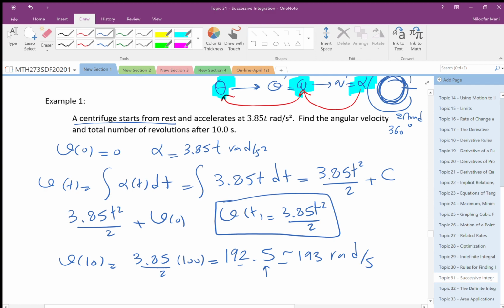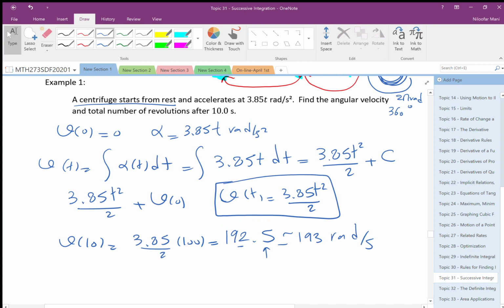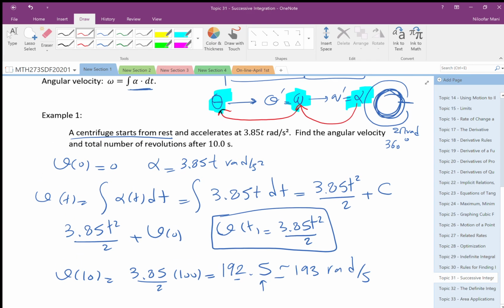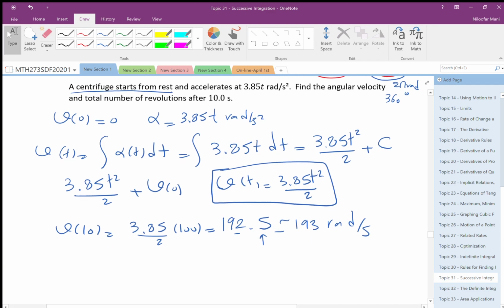Okay, so after 10 seconds, then it says how about revolution? So how many revolutions? How many revolutions means how many circles. See, if I start from here and I reach the same point, this will be one revolution. Revolution means how many circles, how many 2 pi radians. Okay, so I can find how many radians then. How can I find that?